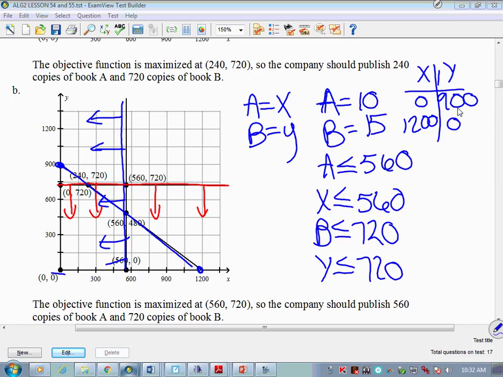Okay, now that line is represented by how many books we can make. Can I make more than that number of books? No. So which side of the line should I shade? Should I bring it closer to 0 or away from 0? Closer to 0. So what we should notice is that this area right here is my feasible region. Do we see that? I know that looks kind of crazy and messy, but that's my feasible region.